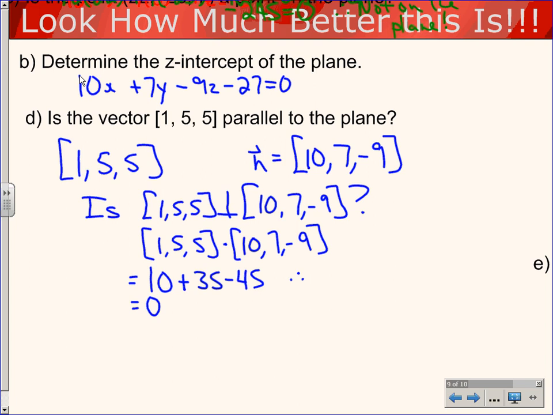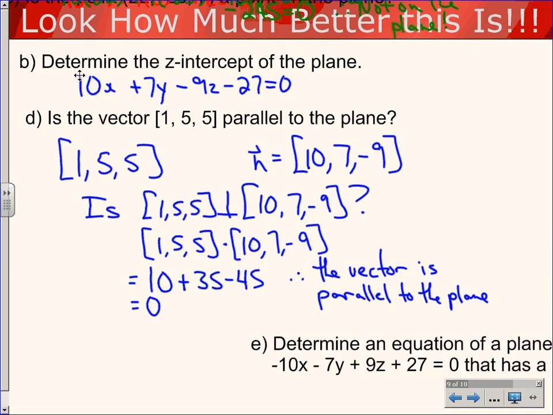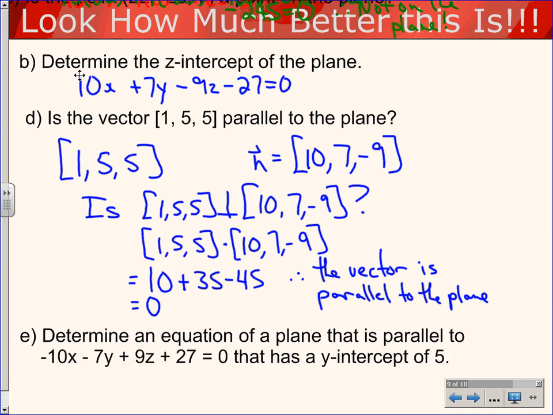Okay, here's our last one. Let me get rid of these guys again. This question we didn't do before. That's our new one. Determine the equation of a plane that's parallel to, there's my equation again. I've got it flipped around, I've got the negative back in. That's okay.